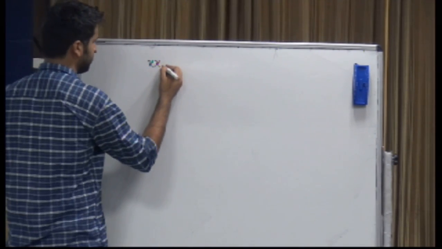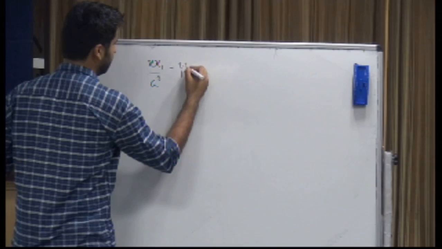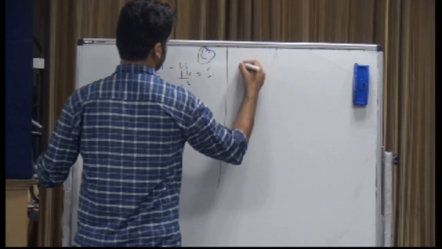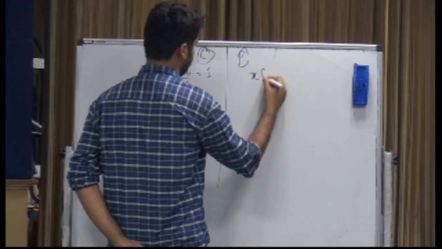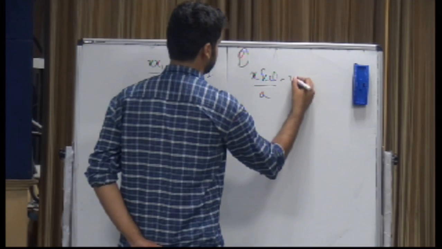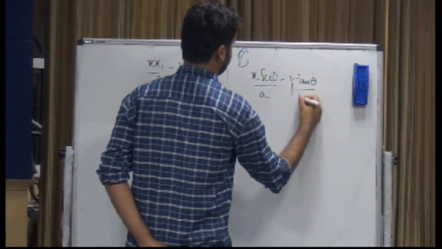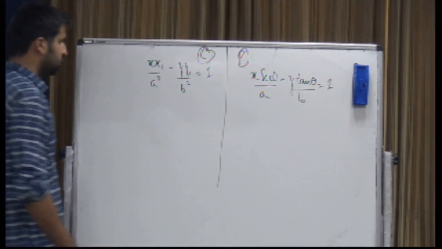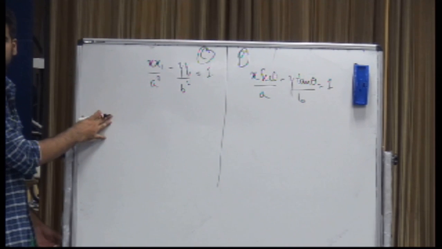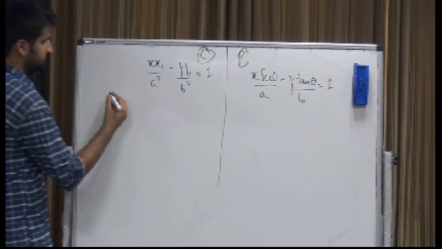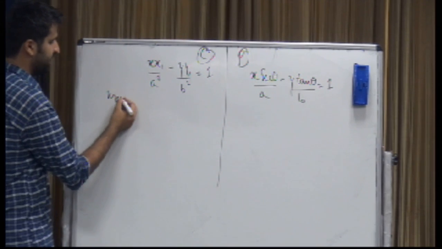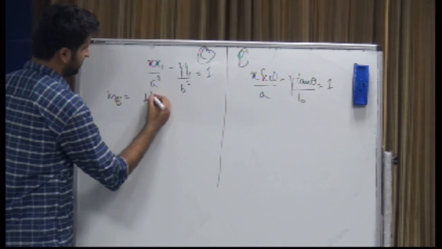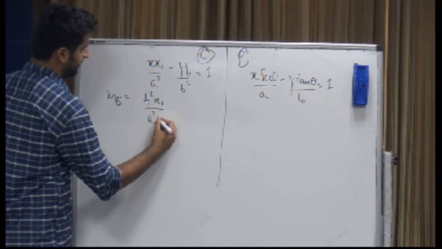So we have x1 upon a square minus y1 upon b square is equal to 1. This is the Cartesian form, and the parametric form is x secant theta upon a minus y tan theta upon b is equal to 1, right? So what is the slope of tangent from here? Slope of tangent will be b square x1 upon a square y1.